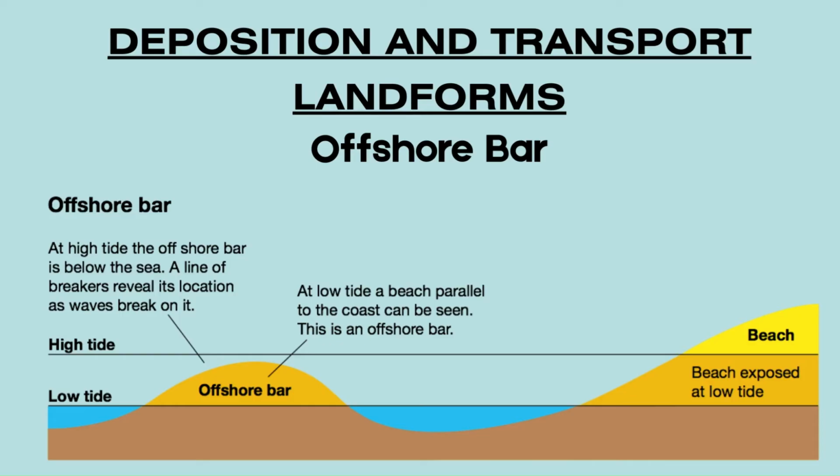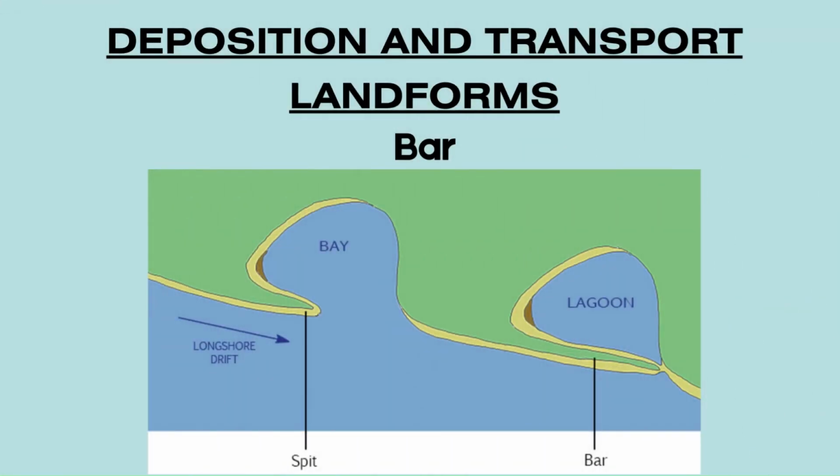Another way offshore bars can form is when strong backwash pulls sediment away from the beach, especially during storm conditions, depositing it in deeper water. This material can then accumulate and create a bar offshore. Offshore bars can reduce wave energy reaching the coast, acting as a kind of natural barrier, which helps to protect the beach from erosion.